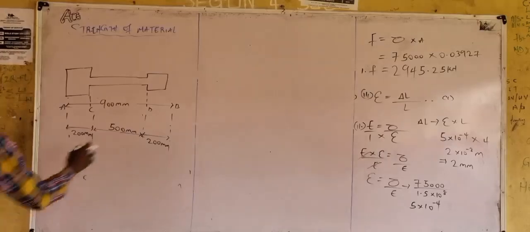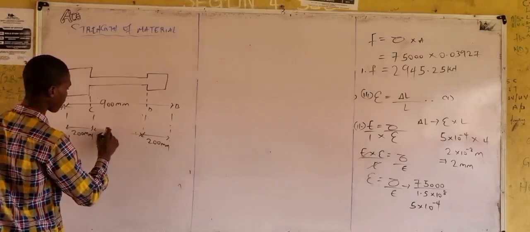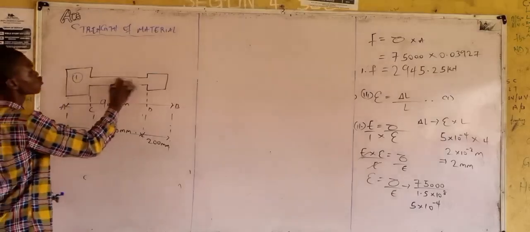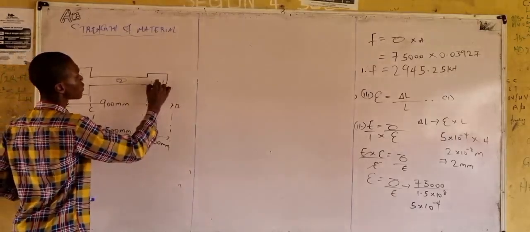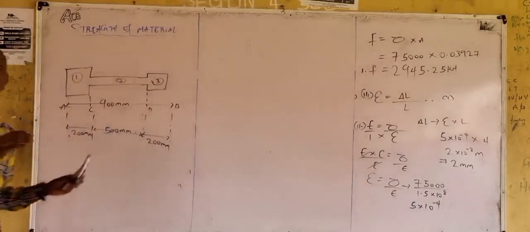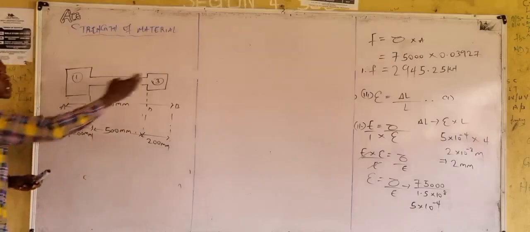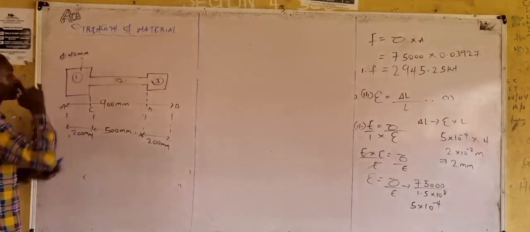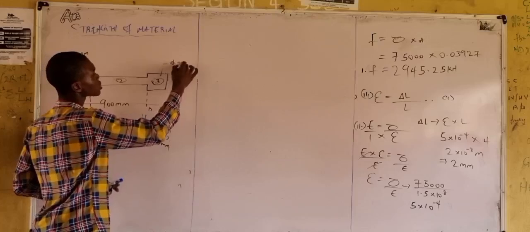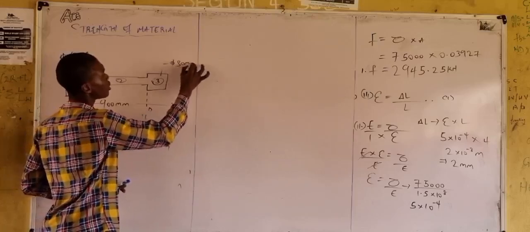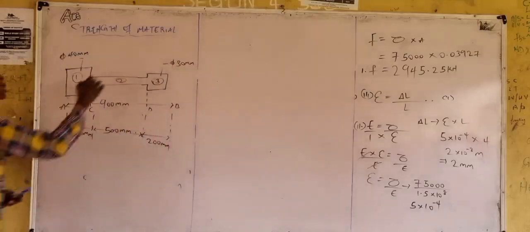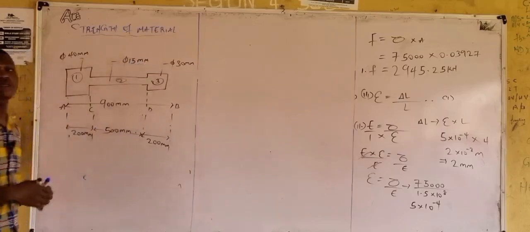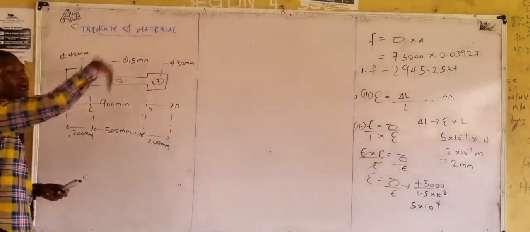What are we given again? The diameter of this place: call this section 1, call this section 2, and call this section 3. The diameters of the two ends are given respectively as 40 and 30. This one is 40 mm, this one is 30 mm. What about the middle portion? 15 mm. I believe you know why I'm using the diameter symbol; you are an engineering student, of course.